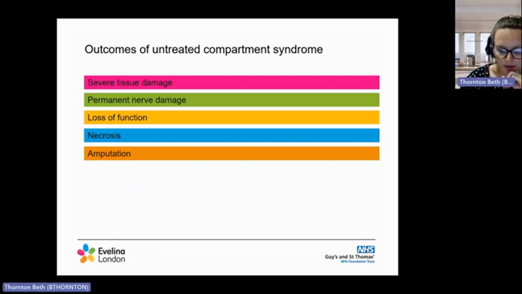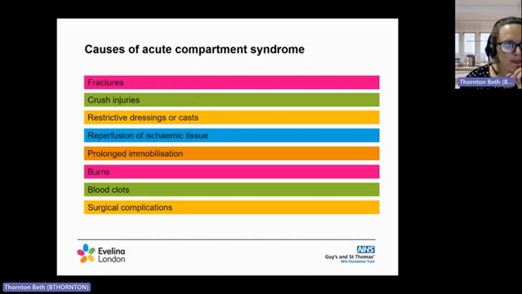Lots of things can cause it, and you can see it in multiple kind of areas of clinical practice, but the main things are going to be trauma. So fractures, and particularly if you've got any displaced or compound or open fractures, they're going to be the ones that are going to be the highest risk. Crush injuries, so if you work in a trauma centre, you're more likely to see these. Any restrictive dressing or cast is going to be a risk, so that can be the same.